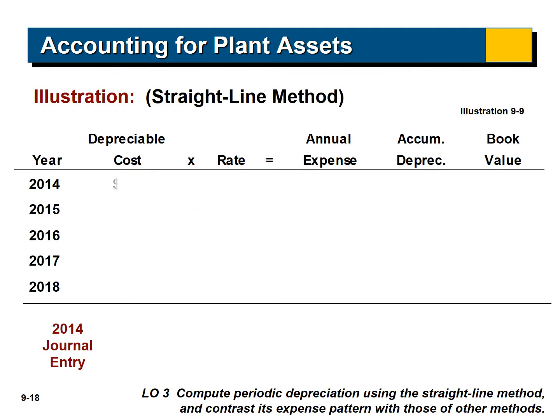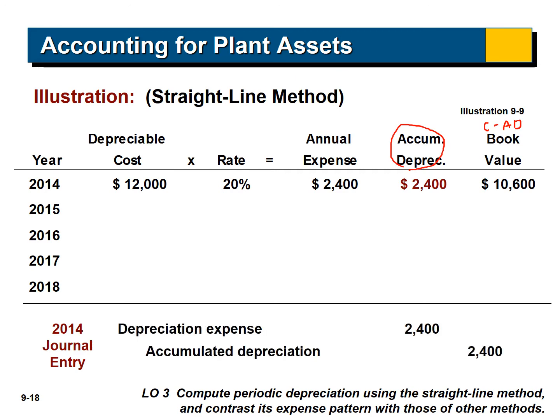So for example, the depreciable cost we just saw is $12,000. The rate's 20%. That is 1 over 5. 1 divided by 5 is 20%. And that'll give you $2,400. The accumulated depreciation in this column here is the total accumulation from year to year. First year, so it's only $2,400. The book value is the difference between the cost and accumulated depreciation. So this is cost minus accumulated depreciation. Now it's not depreciable cost, it's cost.